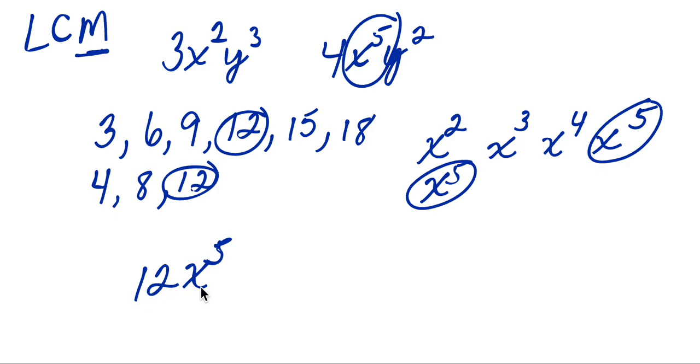So here it's going to be 12x to the fifth, and then if I compare the 3 and the 2 for my y, I want to take y to the third. So the least common multiple of 3x squared y to the third and 4x to the fifth y squared is going to be 12x to the fifth y cubed, or to the third. And again, when I'm looking at these powers for each of those bases, I want to take the higher one because, as we see, that's the first time they're going to have the common multiple.